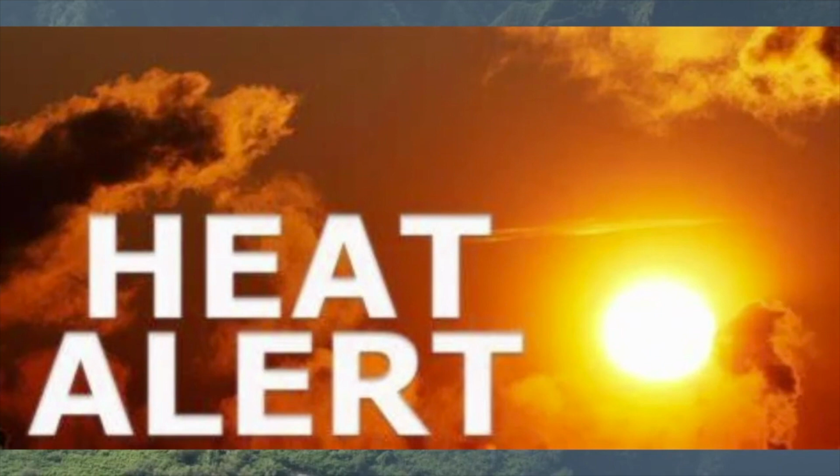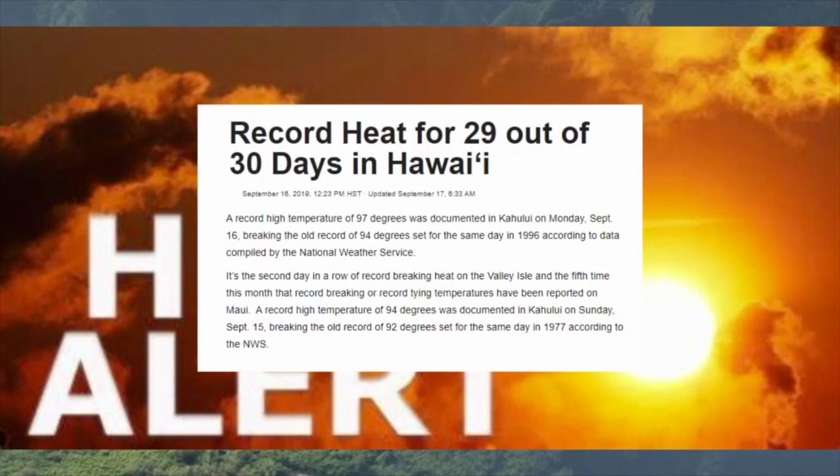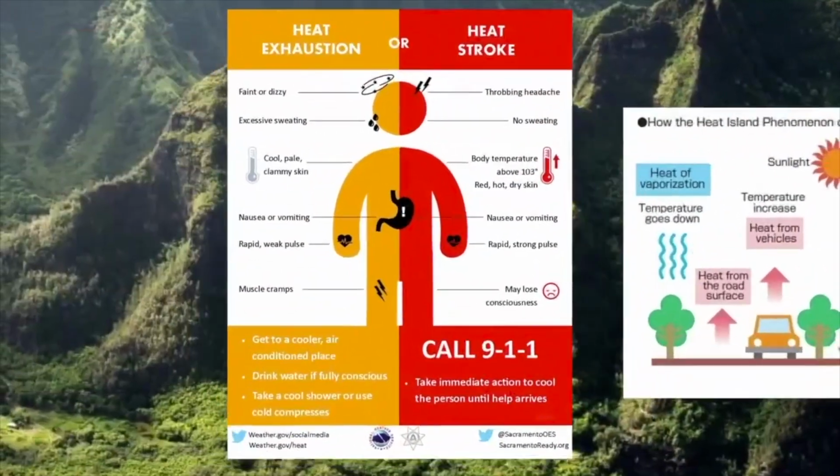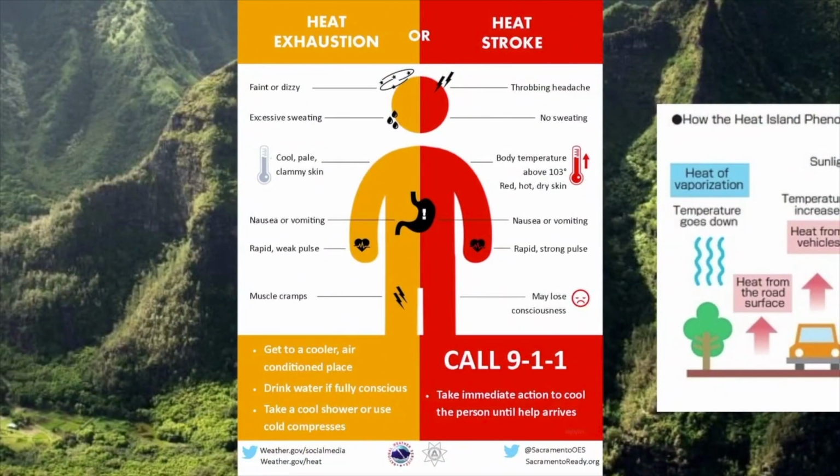In 2019, a record high temperature of 97 degrees was recorded in Kahului. When people are exposed to extreme heat, they can suffer from potentially deadly illnesses such as heat exhaustion and heat stroke. The most vulnerable include older adults, young children, low-income populations, people with poor health, and those that work outside.